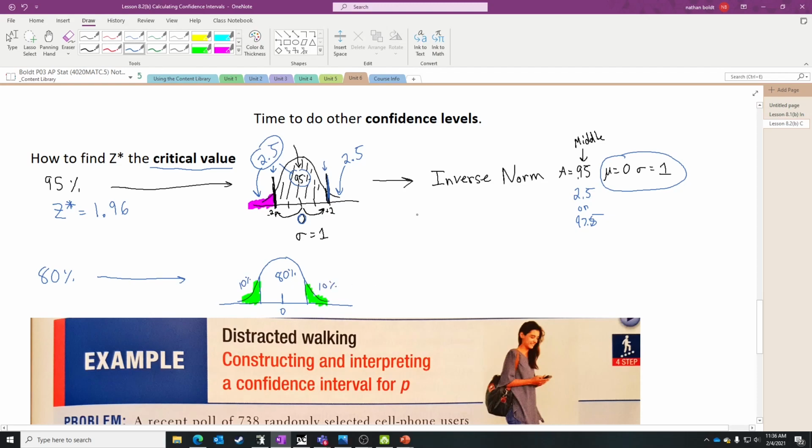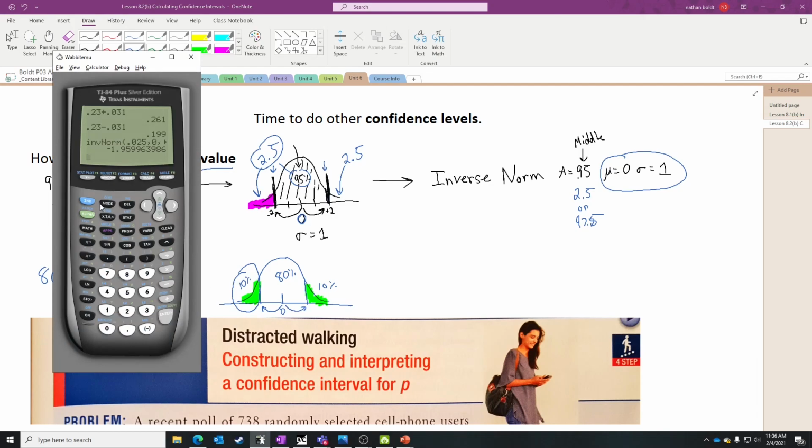So if I want to type this into my 84, I have to type in this one, 10%. That will give me how far away from the middle I have to be. So let's do that real quick. I'm going to go second distribution, inverse norm, 10%. So 0.10. Enter. Negative 1.28. So my Z number is the 1.28.